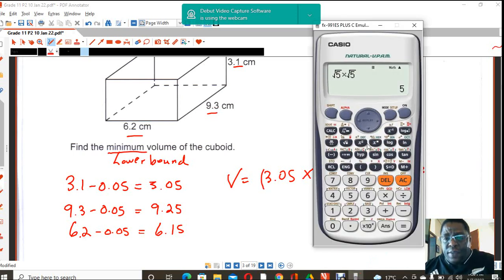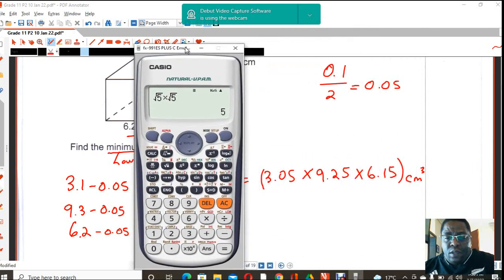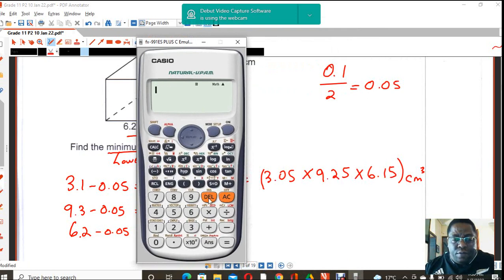So go ahead then and grab your calculator. Okay, so I'm going to have 3.05 times 9.25 times 6.15. Okay, now it's very important that you realize something here. This value, you are not going to round it. Okay, you are going to leave that.